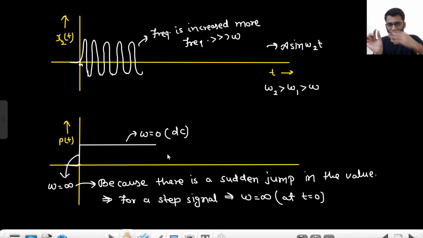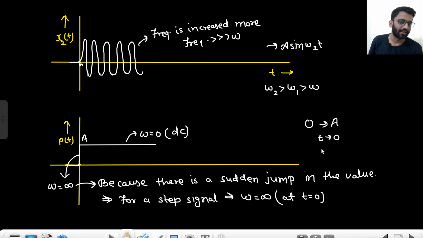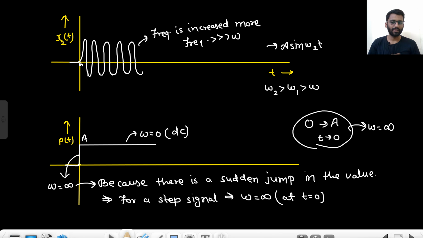If time is lesser, that means more frequency. If there is no time, that means infinite frequency is there. From 0 to some value, whatever we say A, from 0 to A, it is reaching in 0 seconds. That means infinite frequency. Are you getting this point?